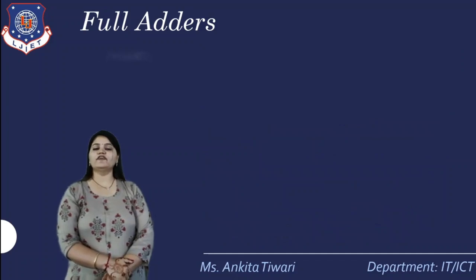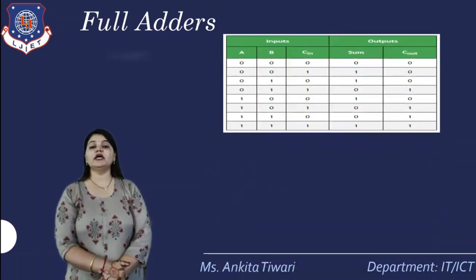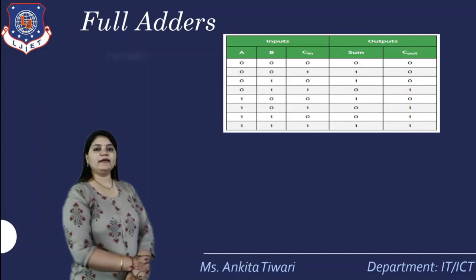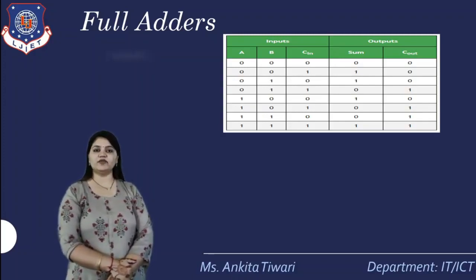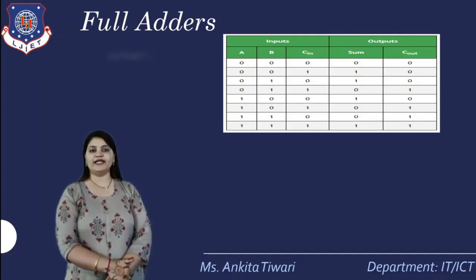Now here the full adder is represented by the truth table, as you can see here, A, B, C, 3 bits. So we'll get 8 possible combinations, starting with 0, 0, 0 till 1, 1, 1. That is 0 to 7, and we'll get sum and carry.